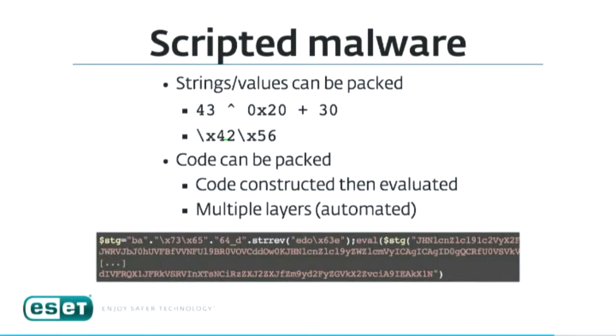Some of the values can also be packed or hidden in a way that is not human readable. So operations or strings encoded in hexadecimal. The code can also be packed. So for example, let's say Base64 and then AES, and then it's somehow decoded later. And again, they have tools to automate it, so sometimes you can hit some malware that has like 10 layers that you have to go over. But sometimes you can automate the reversing process as well.